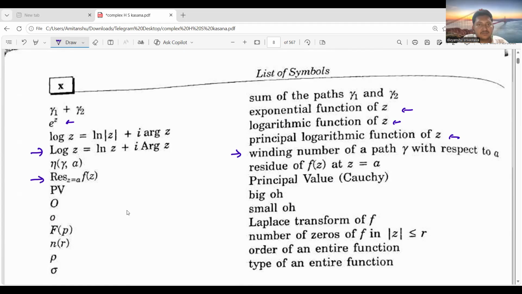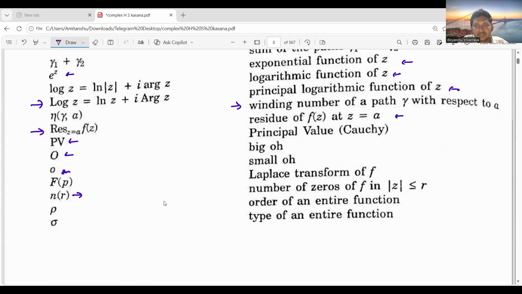Here is a residue. In the residue section, the symbol may be represented as Res(f, a), where z is equal to a. Here is the principal value, and here is the big O; the small o will be represented, basically used for operations. F with a tilde, or F(p), is the Laplace transform of f. n(R) is the number of zeros of f in z, with modulus z less than or equal to R. Here is rho, which is used for the order of an entire function, and sigma, the type of an entire function.